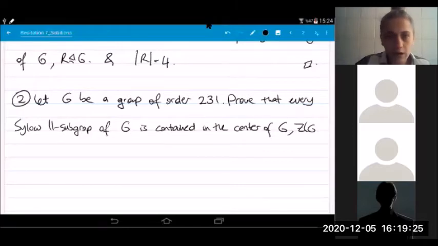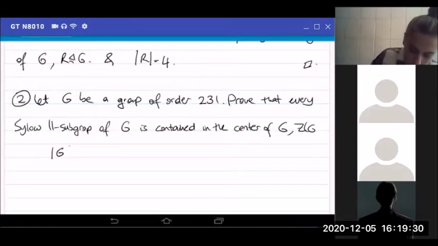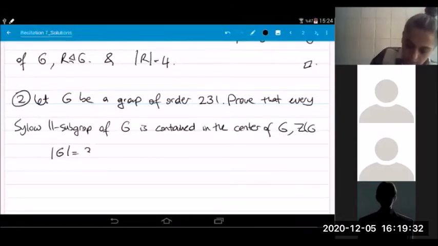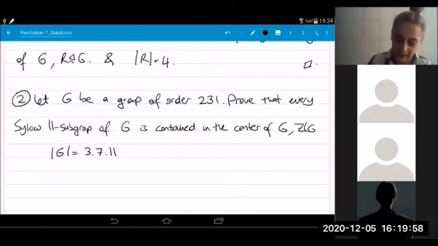Okay, how do we factorize 231? Maybe after showing that the Sylow 11 subgroup is normal, we can look at the action of G on that normal subgroup, but I'm not sure how to proceed after that. Yes, but the idea is totally correct. You're going to apply the same thing in the solution.